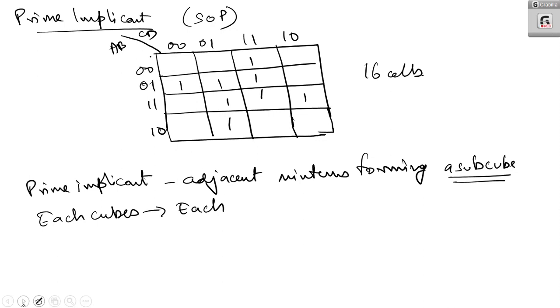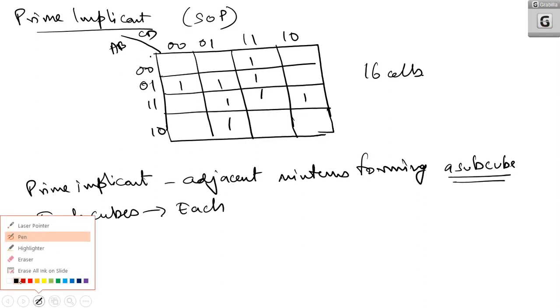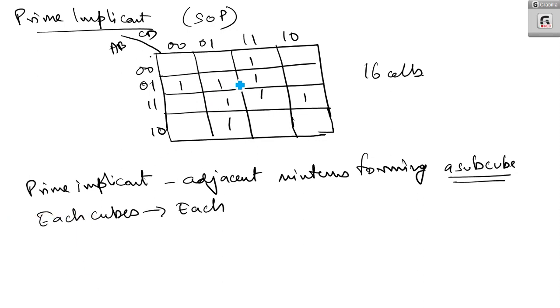For example, if I am having these two, these two form a prime implicant. Similarly, these two also form a prime implicant. This is also a prime implicant. If I am taking the pairs, here we are getting the prime implicants. Okay, hope you have understood the concept of prime implicant.